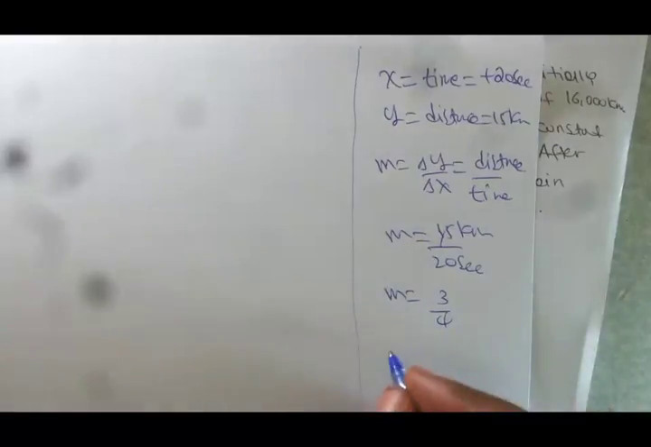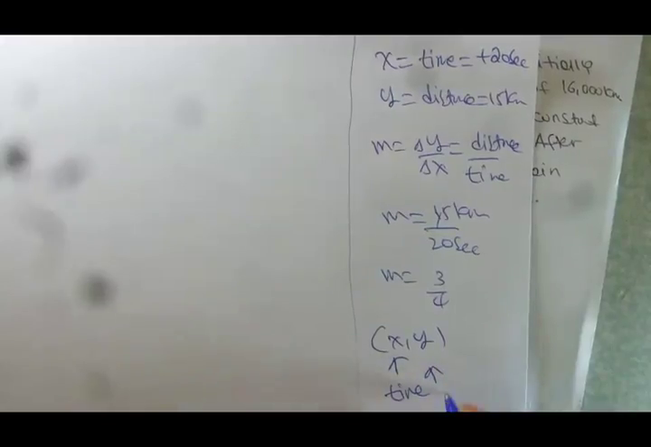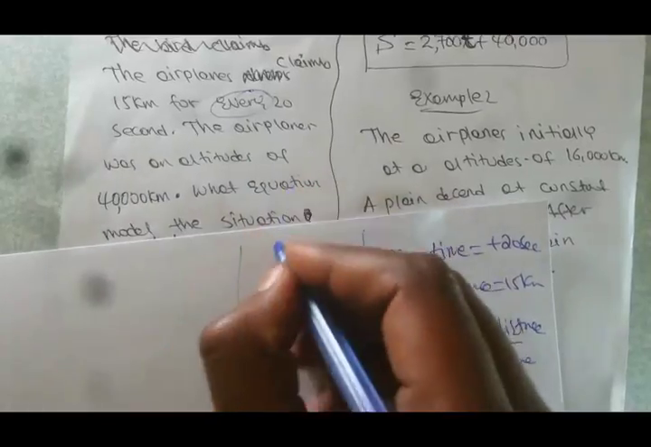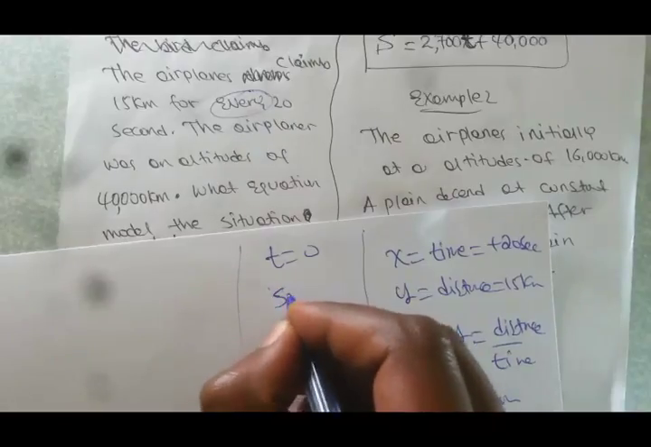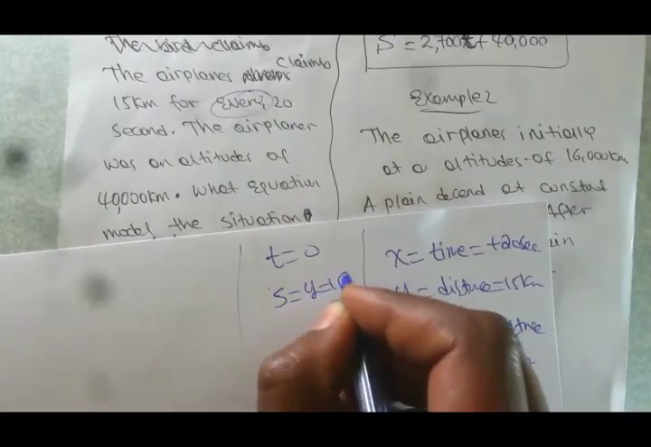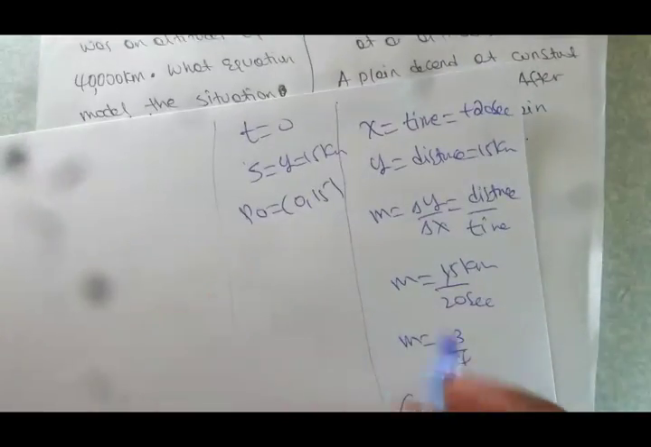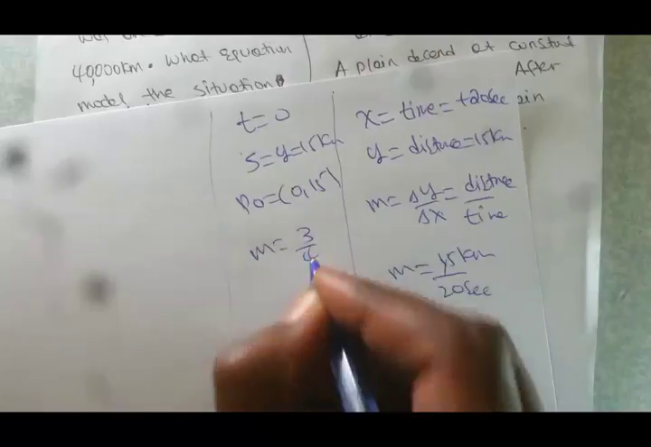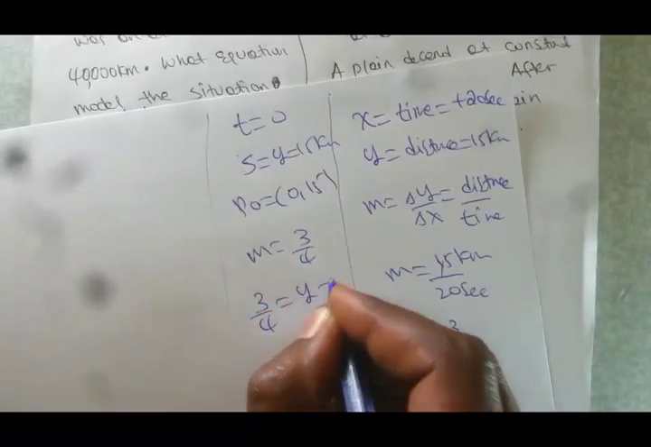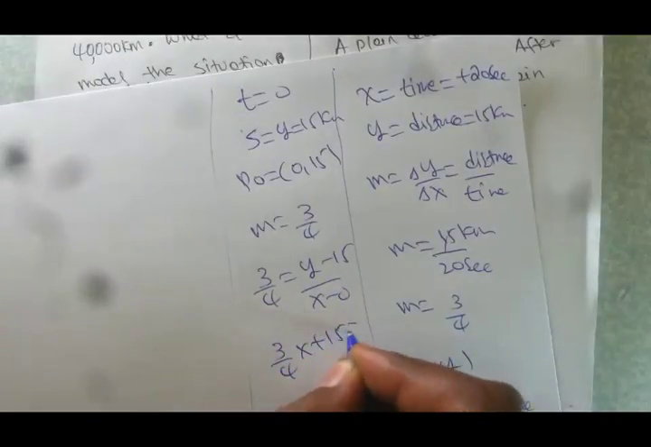And we know that x represents what? Time. Y represents distance. And we are given that initially the airplane was, initially meaning when t is equal to 0, the distance s, or y, is equal to 15 kilometers. So the point P0 is equal to (0, 15), and the slope is 3 over 4. Therefore 3 over 4 is equal to y minus 15 over x minus 0. So 3 over 4 x plus 15 is equal to y.